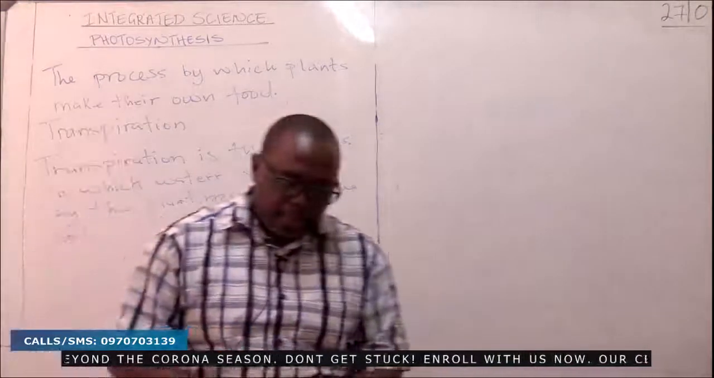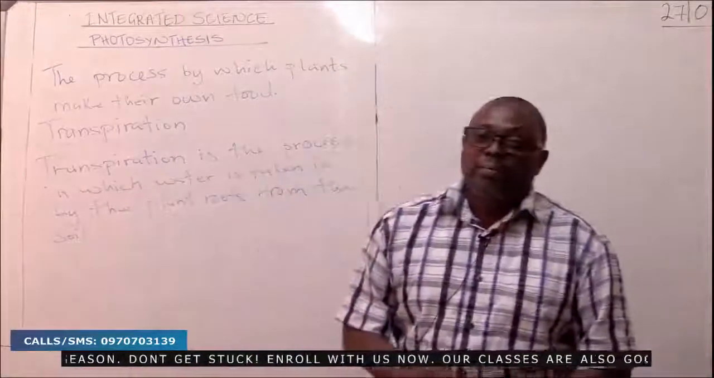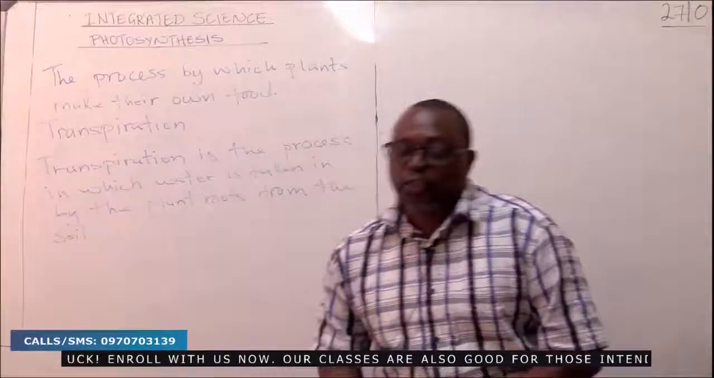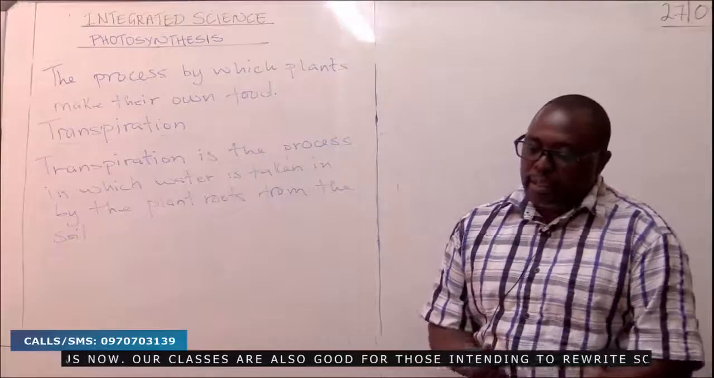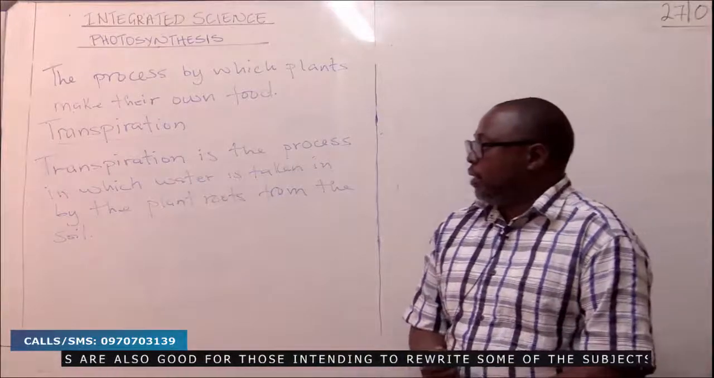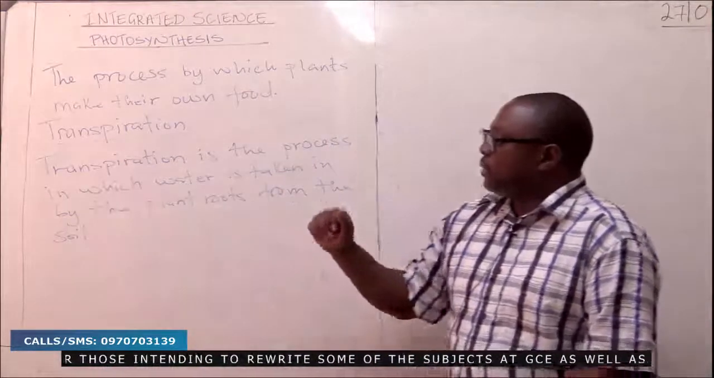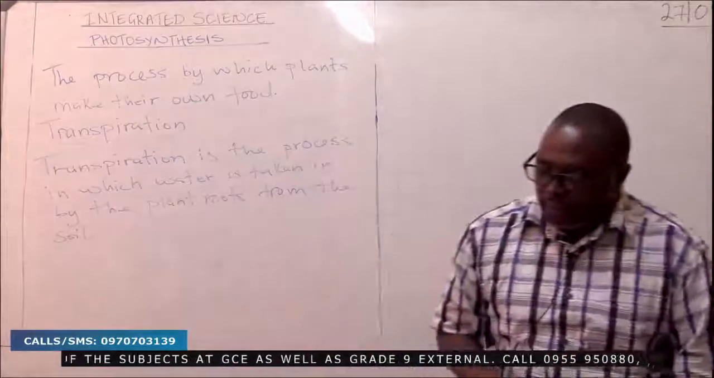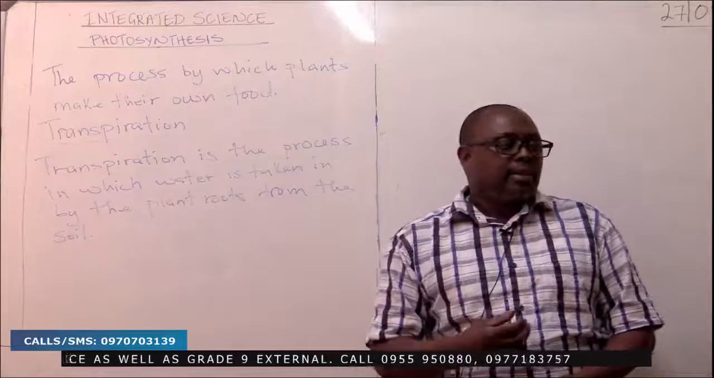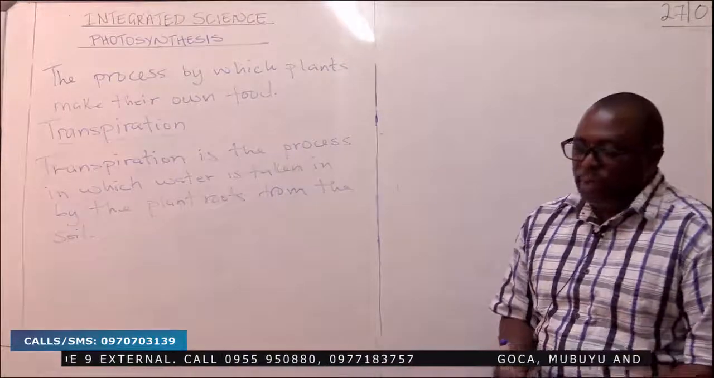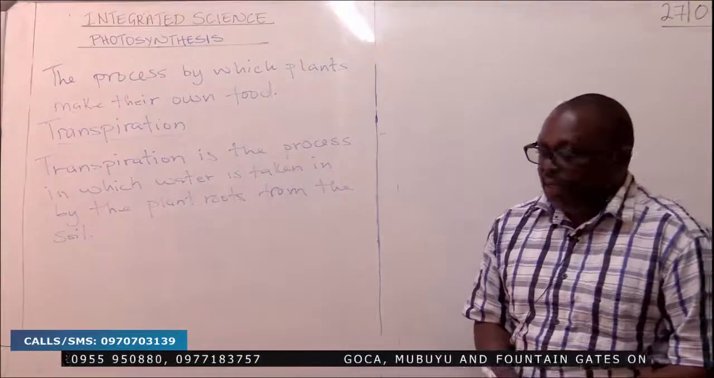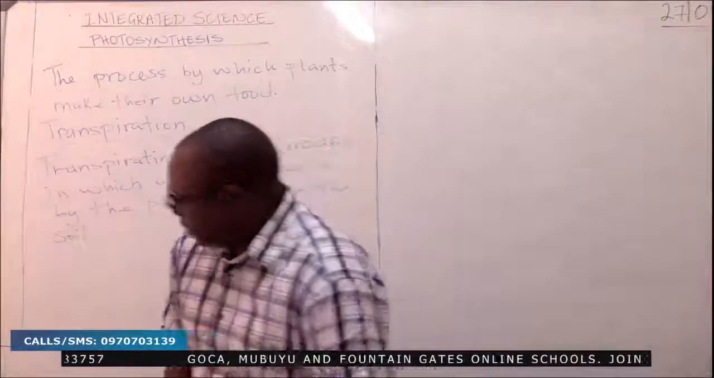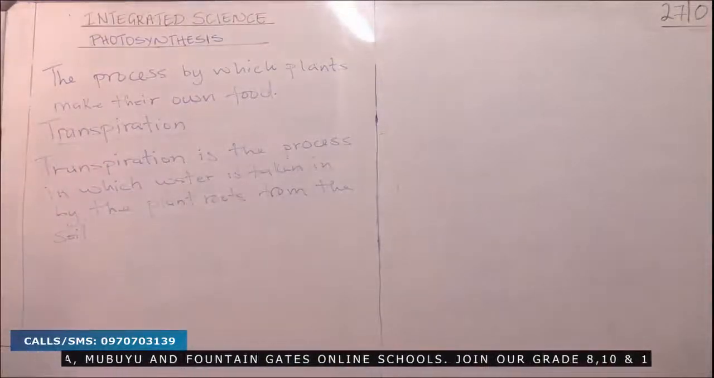I think most of us have taken a drink or juice using a straw. So the same process is what happens. Okay, they pull up the water through the stem, and then the water evaporates into the atmosphere. Okay, so we are going to look at the chart.